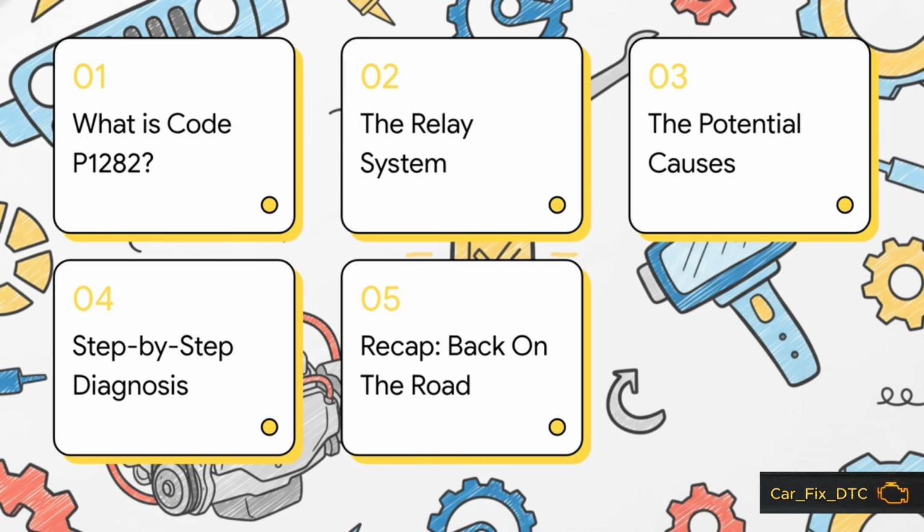First, we'll figure out what P1282 actually is. Then, we'll make sense of the relay system with a really simple analogy. After that, we'll look at the four most likely causes, walk through how to diagnose it step by step, and then do a quick recap to get you back on the road.